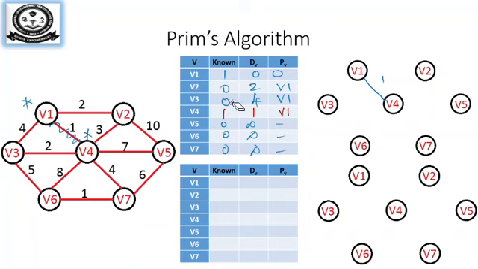Next one is V3. Now V3 is connected with the distance of 2. But here the value is 4. So which is minimum? 2 is minimum. So we will update V3. So 0, 2, it is from V4. Right? So we have used V4.